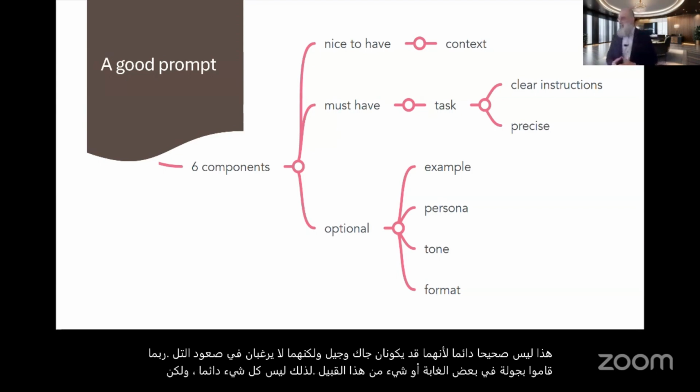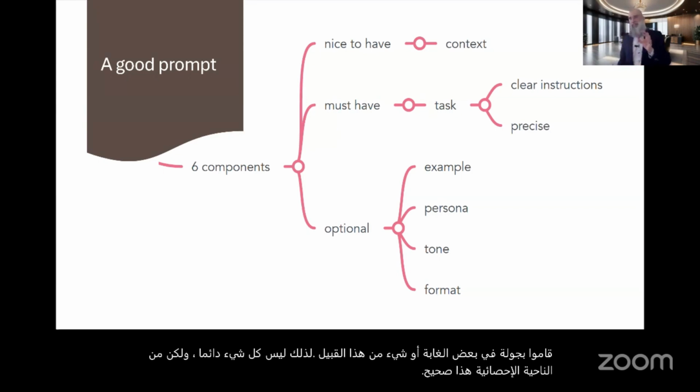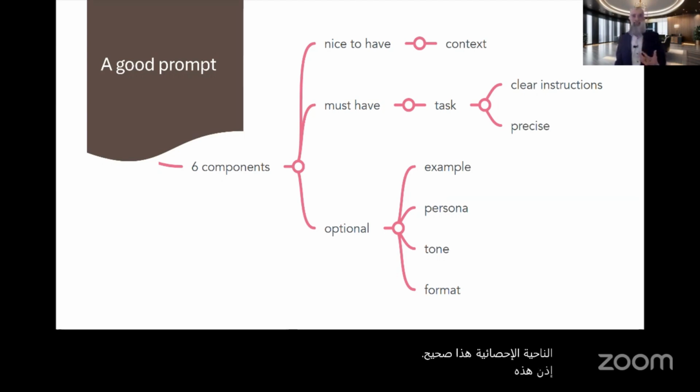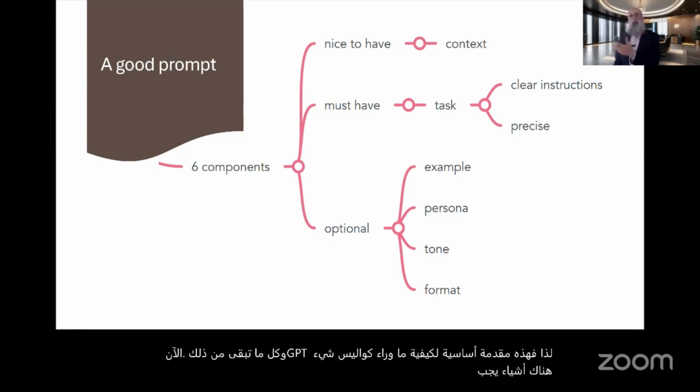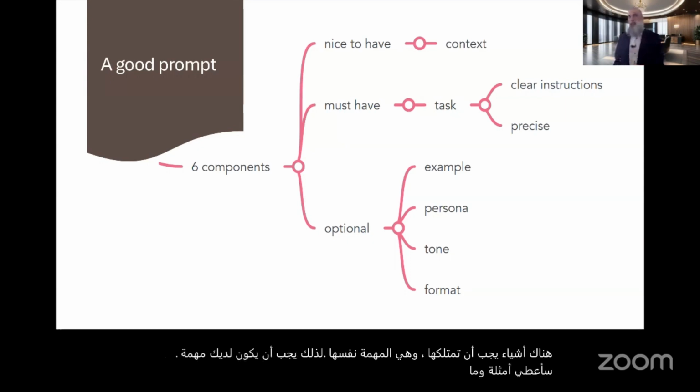So this is a basic introduction of what's behind the scene of the GPT thing and all the rest. Now, there are things that you must have, which is the task itself. So you must have a task. I'm going to give examples of what is a bad prompt and what is a good prompt. We're going to experience this in a few moments.